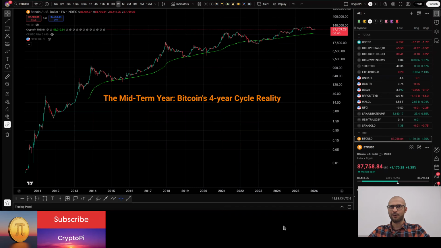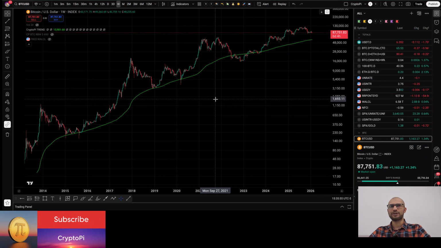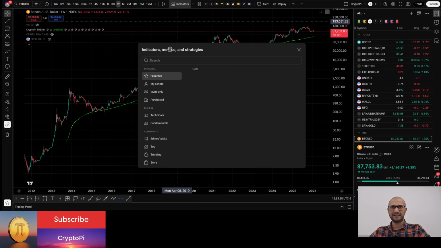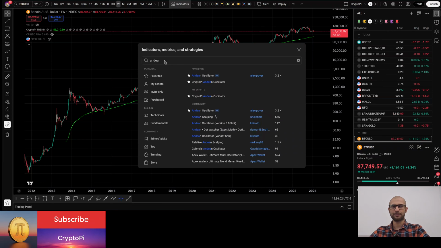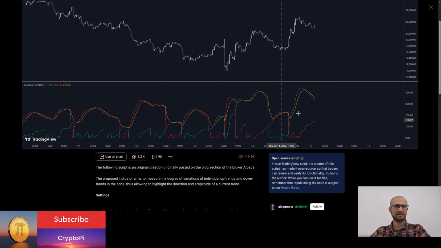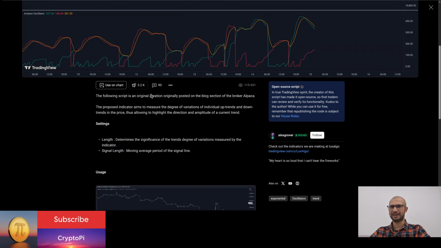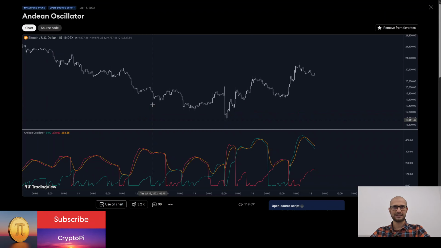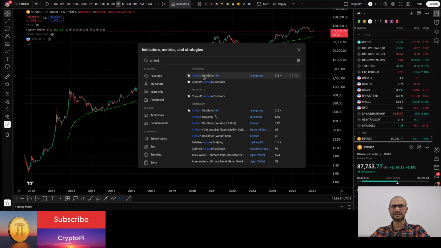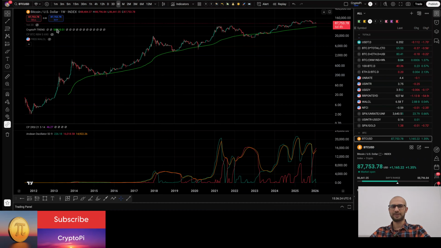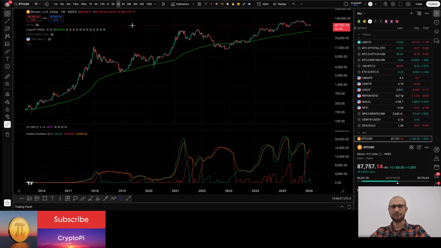All right, so what do we see here? It's the Bitcoin in dollar pair, and the green line is the 200-week moving average. What I want to show today is an indicator which is available on TradingView. It's called Andean Oscillator. It is editor's pick. If you click on the notepad icon, you can get the description of what the indicator does. I want to apply this indicator on the Bitcoin USDT pair on the weekly time frame.